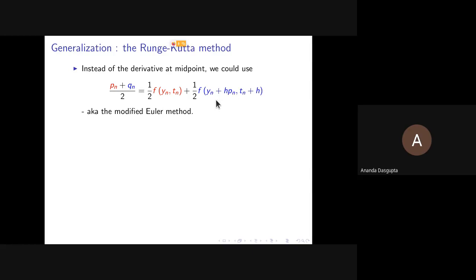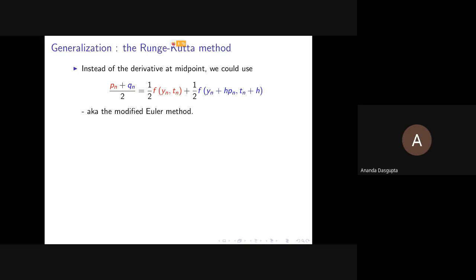What you do is you estimate what y would be by using the slope at the beginning. So you use the slope at the beginning to estimate what y would be at the end. That is yn plus h times pn. And then find f of that. That will give you an estimate for the slope at the end. Take the average of that with the slope at the beginning, and you have the average slope throughout.